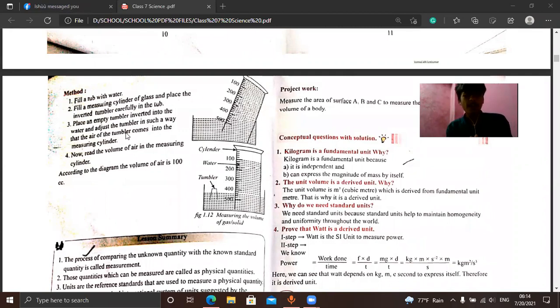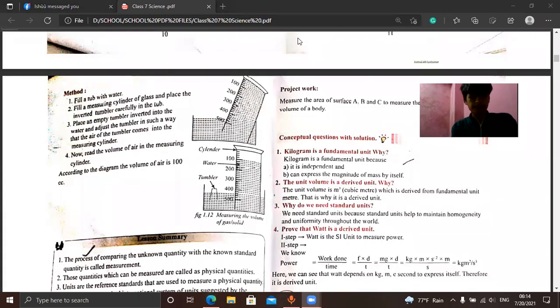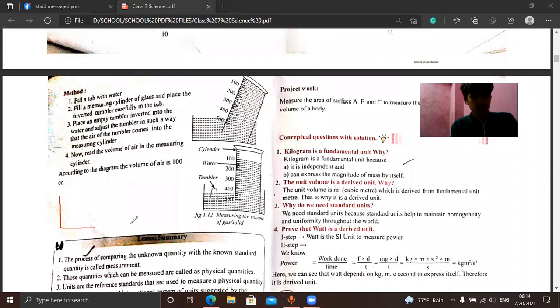Method: fill a tub with water. Now you will take a tub, this lower one. Let me go on drawing. You will take a tub and fill it with water. I cannot do it very accurately, but imagine, let's consider that here is water. These are the water in a tub.